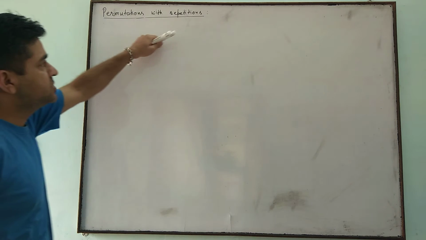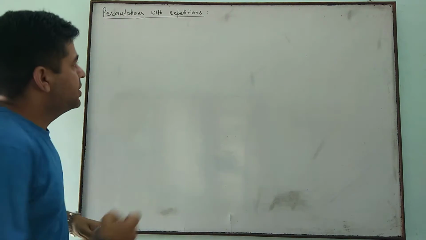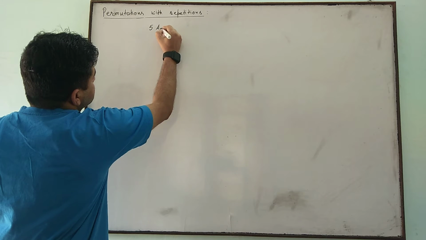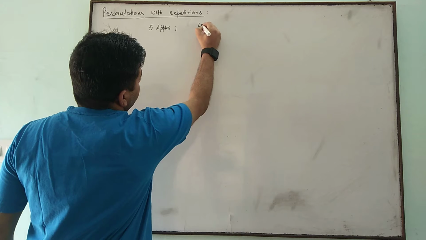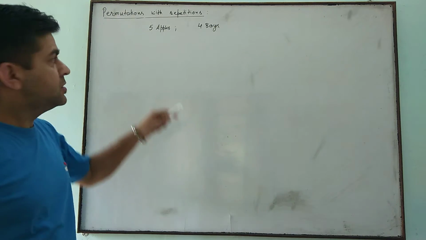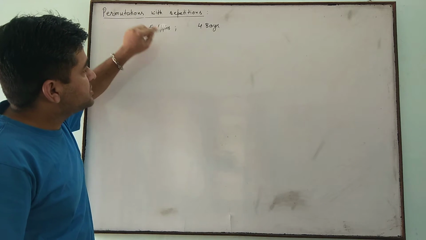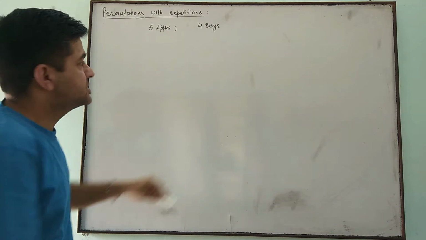Our next concept here is permutations with repetitions. Suppose we have 5 apples to be distributed among 4 boys. I am taking one example to make this concept clear: suppose we have 5 apples and we are going to distribute those 5 apples among 4 boys.